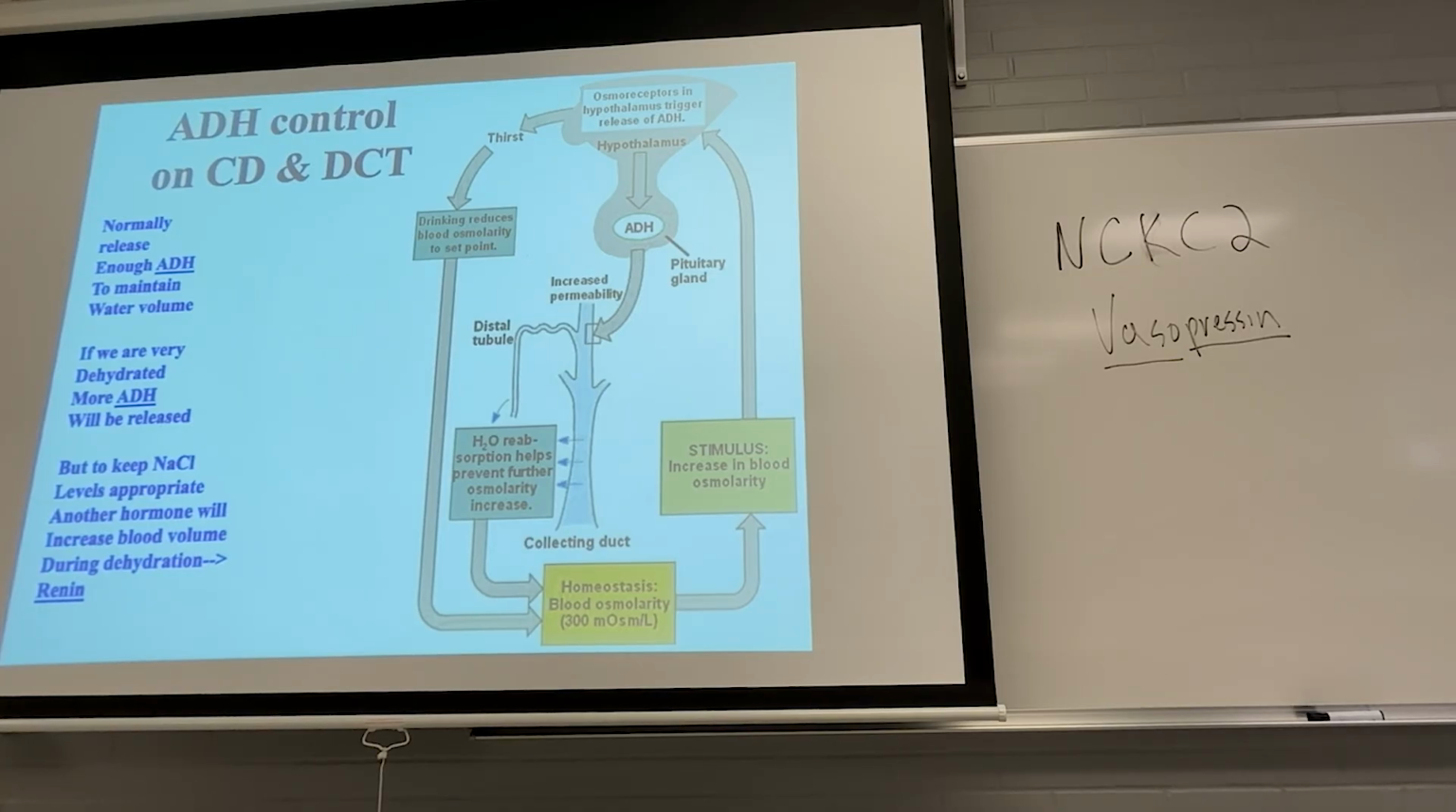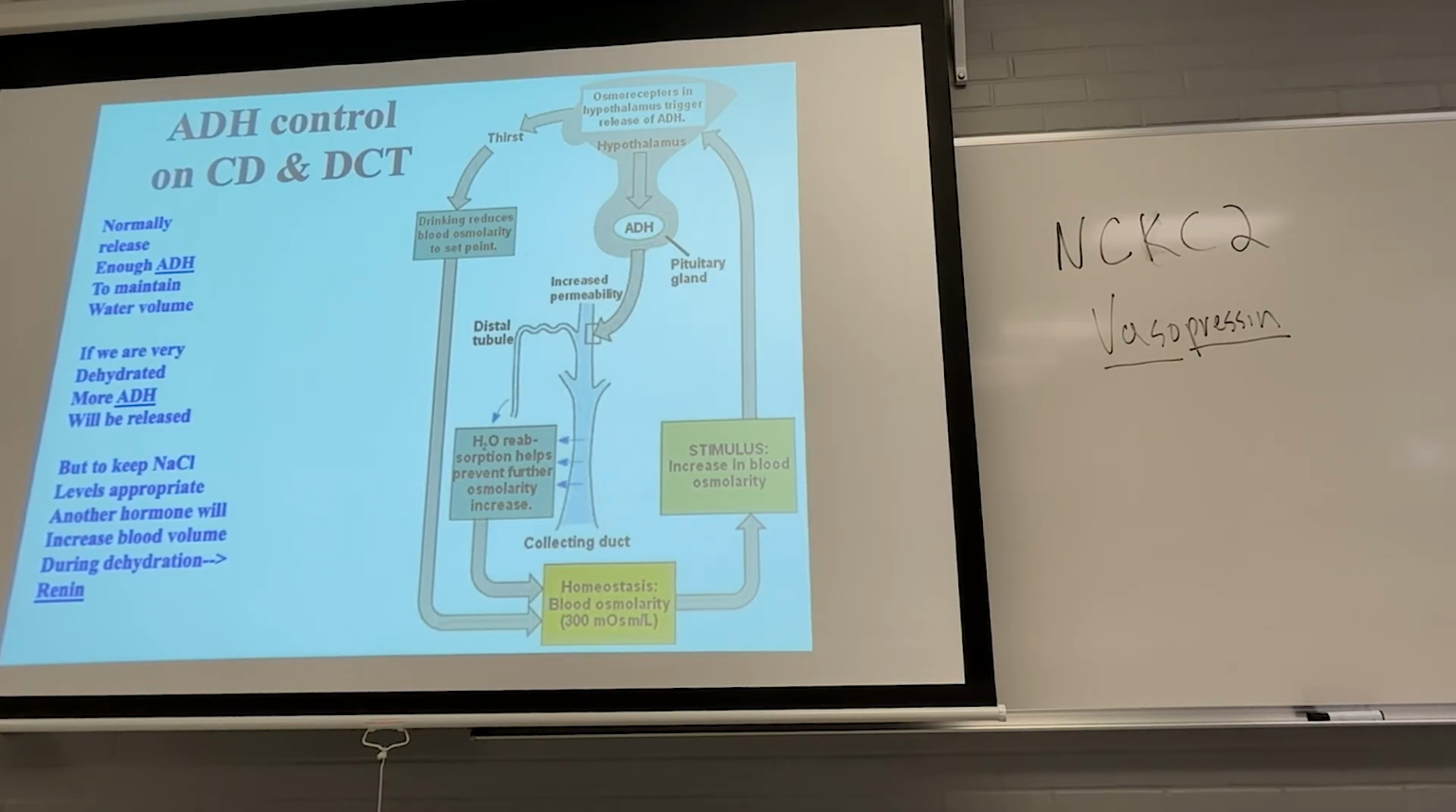You're thirsty, you start drinking. Today I'm very thirsty because I've been drinking too much Coke, and now I need to drink water. I know, I'm double fisting. Now, once we return our blood osmolarity back to normal, 300 milliosmoles, this whole thing shuts off and I stop releasing ADH.